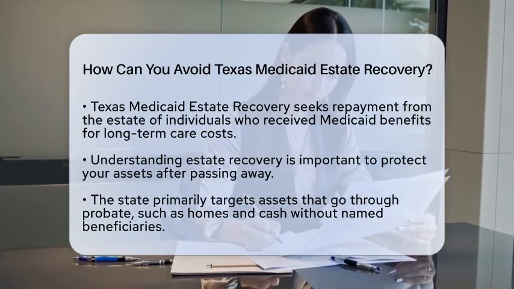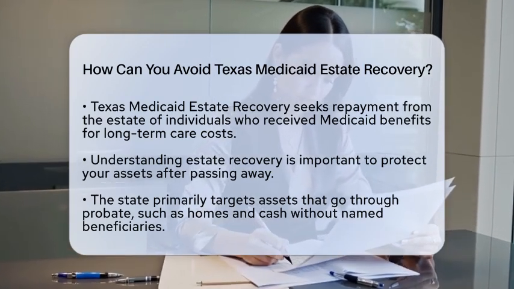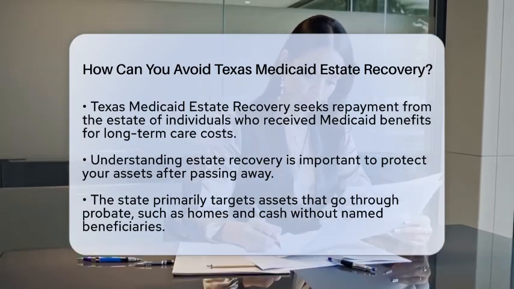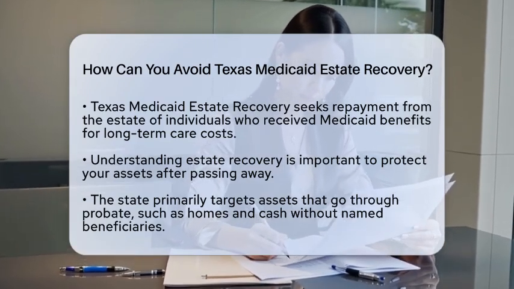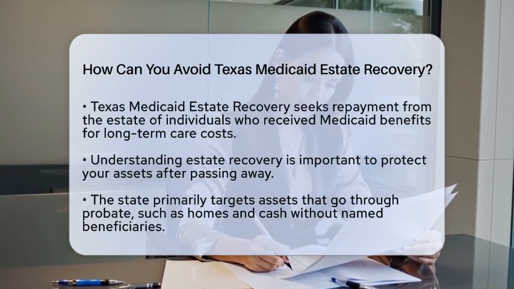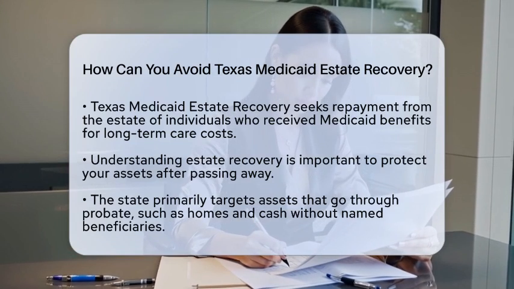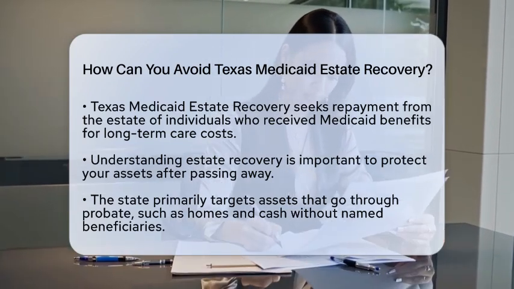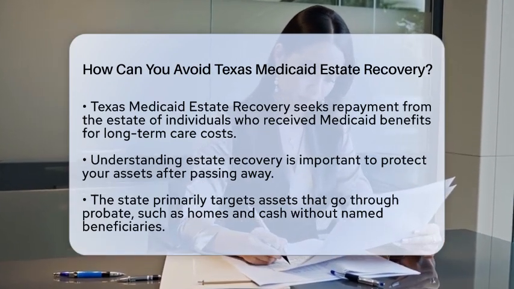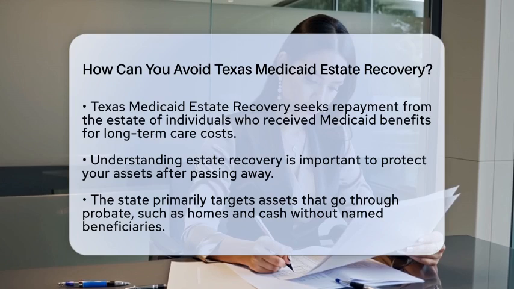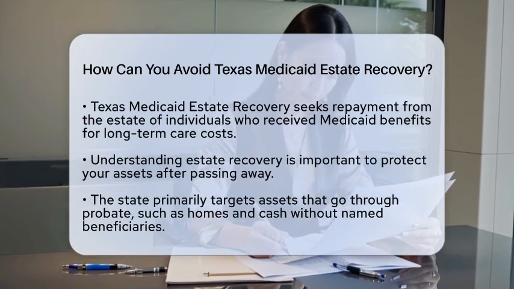First, let's talk about what the state targets. Texas Medicaid Estate Recovery usually focuses on assets that go through probate. These are properties owned solely by the deceased without a named beneficiary or joint owner. Common examples include homes, cash, and other assets that do not automatically transfer to someone else upon death.